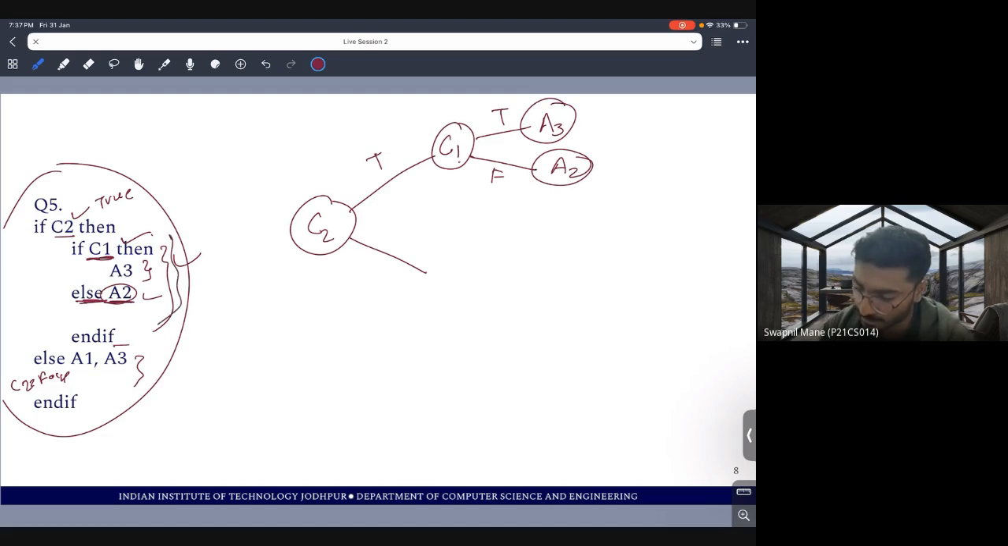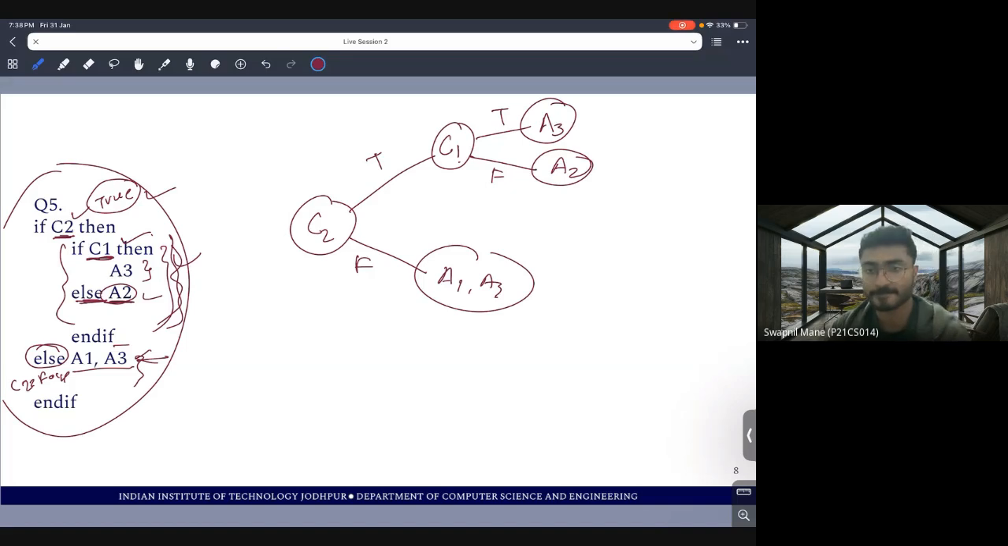Then this if is already done, right? Suppose this C2, we have checked the C2 for true. If C2 is true, then all this is executed. If C2 is false, then it comes into this statement. If C2 is false, then A1 and A3 are printed. Understood?